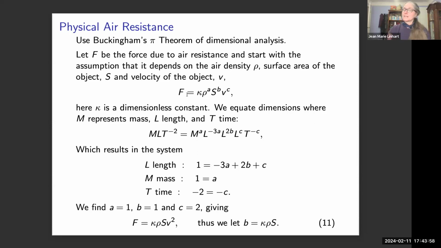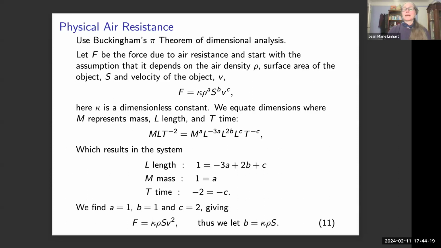So our ansatz is that force is going to be our dimensionless kappa times the air density to a power a, which we're going to try to find, the surface area to a power b, and the velocity to a power c. We equate dimensions here.